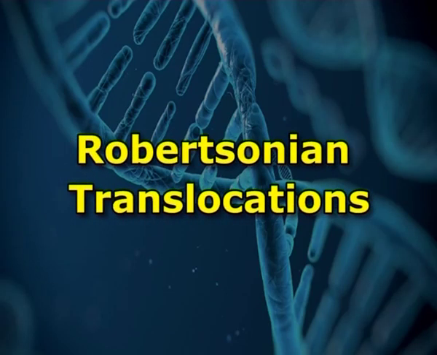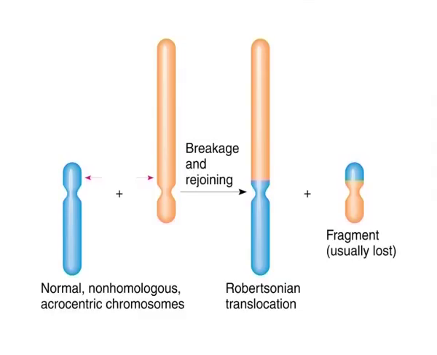Let's see what Robertsonian translocations are. A Robertsonian translocation is a type of translocation caused by breaks at or near the centromeres of 2 acrocentric chromosomes. The reciprocal exchange of parts gives rise to one large metacentric chromosome and one extremely small chromosome that may be lost from the organism with little effect because it contains so few genes.